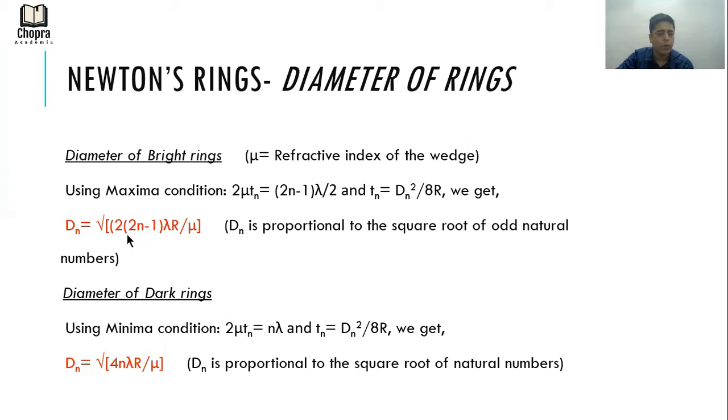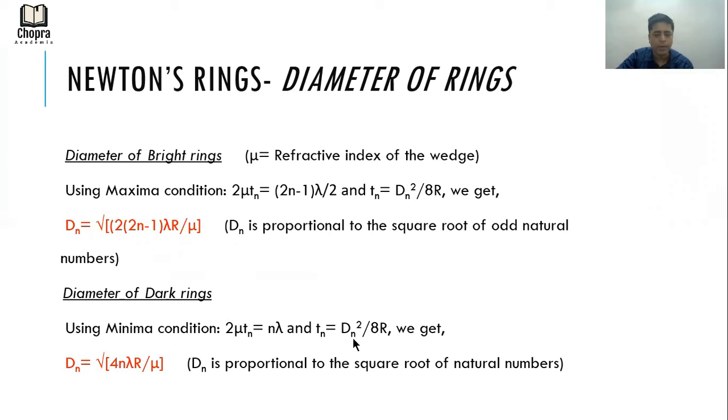Similarly, I find the dark ring diameter using the minima condition, 2 mu Tn is equal to n lambda. Tn has to be substituted again. I get Dn is equal to root of 4n lambda R by mu. Here diameter Dn is proportional to the square root of natural numbers.